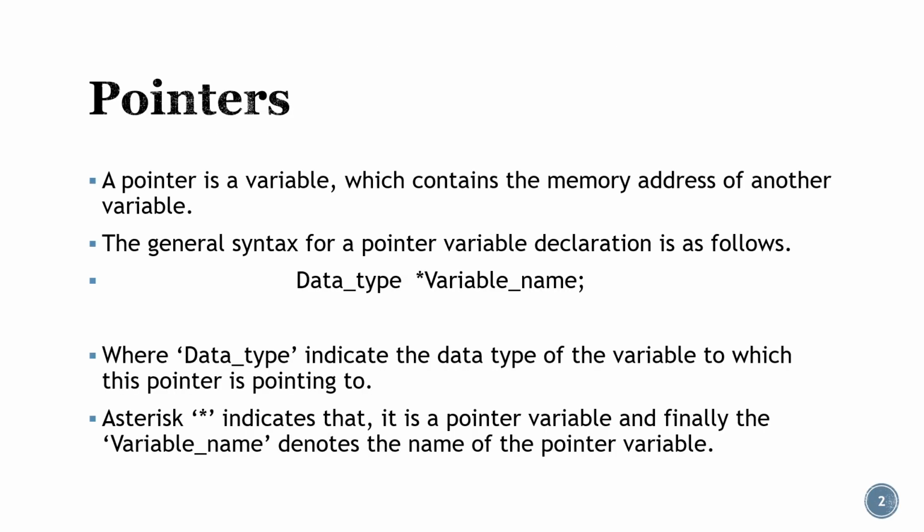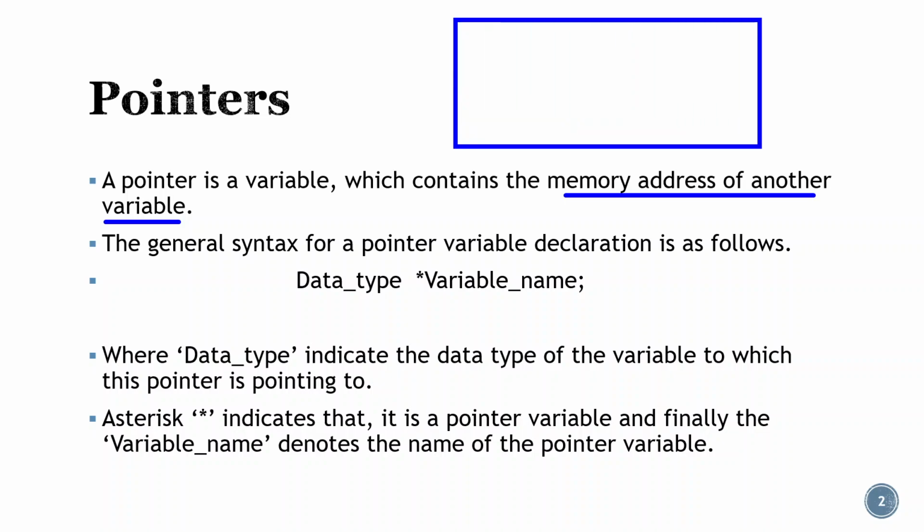So let us look at what pointers are. A pointer is a variable which contains the memory address of another variable. So what is the meaning of it? Let us first try to recall what a variable is. You know very well, a variable is a named memory location.